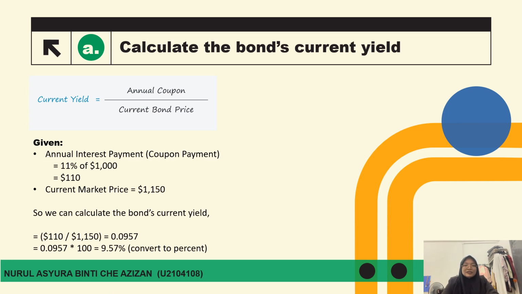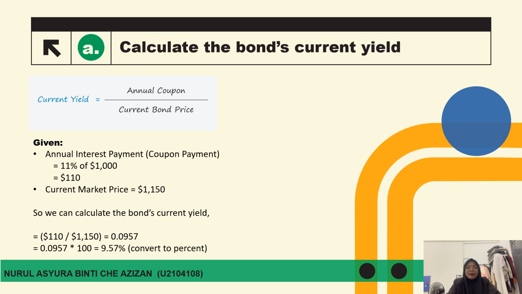Question A asks us to calculate the bond's current yield. The formula that I use to calculate the bond's current yield is annual coupon divided by the current bond price. The given annual interest payment in this question is 10%, so I take the 10% times $1,000 and I get $110 for the annual interest payment. And then the current market price is $1,150.